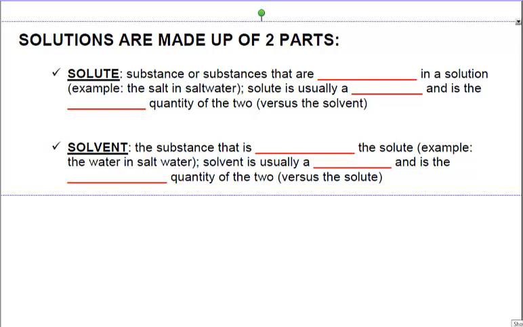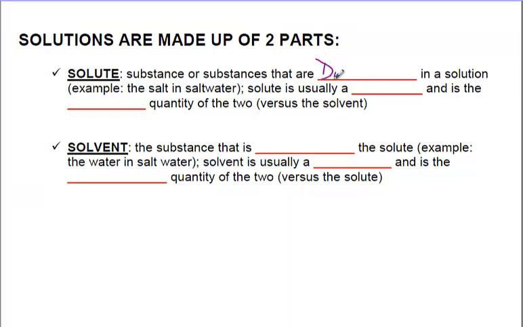So solutions are made of two parts. The first part being what is called a solute. That is the substance or substances that are dissolved in a solution. For example, the salt in salt water. Solute is usually a solid, and is the lesser quantity of the two parts versus the solvent.